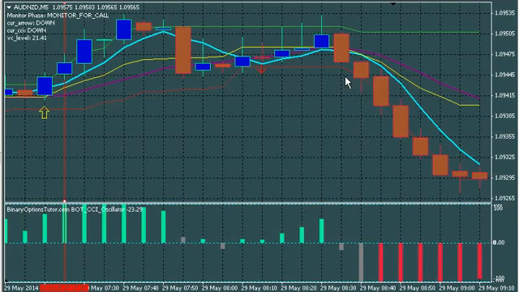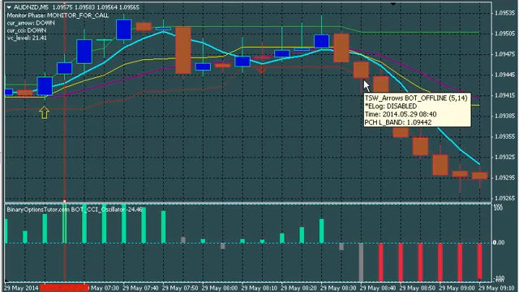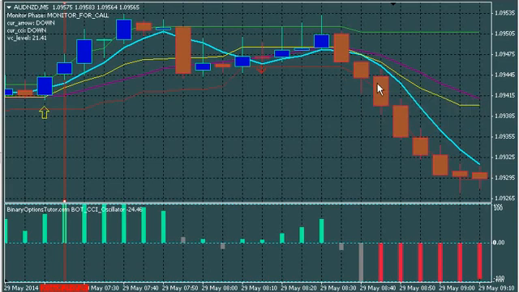What's this telling us? Wait a little more, because we're in a particular range that we've marked off, and there's still more of a possibility of a rebound in the market. So let's just wait another candle, get a little more confirmation.